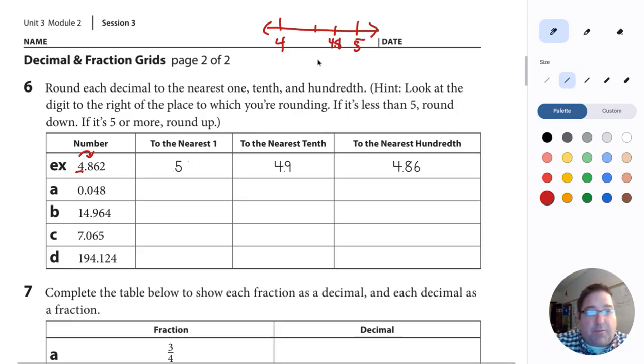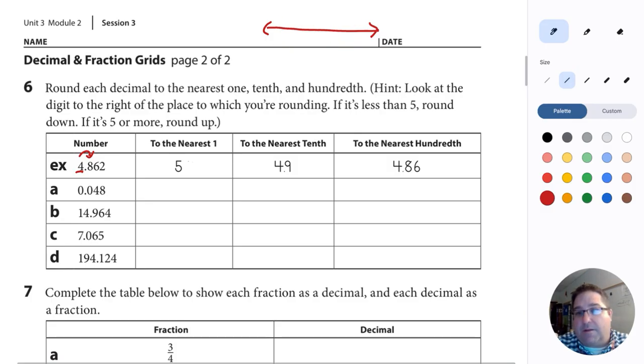And instead of drawing a number line each time, the rule is if that number behind it is 5 or more, we're bouncing up to the next number. And that's what we did in this case. So we start with the 4, we go behind it, go next door. We see an 8. What's the 8 going to tell us? Hey, bump that 4 up to a 5. Cool. So that's kind of the idea there.